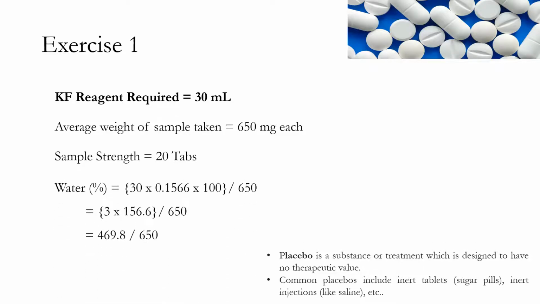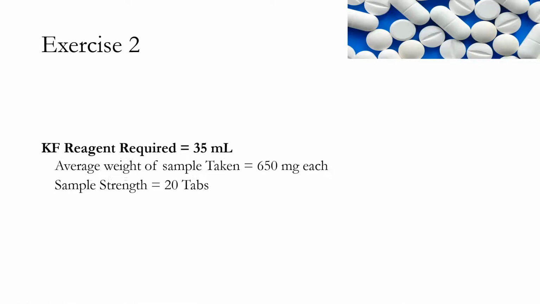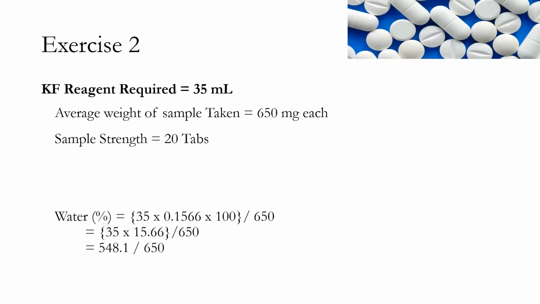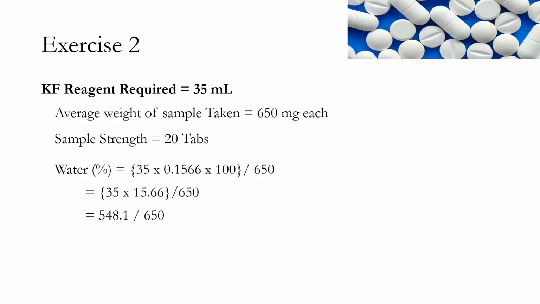Using the above formula, we are going to calculate the water content percentage. Here 30 ml KF reagent into F, which is 0.1566, into 100, divided by the weight of the sample, that is 650. So the percentage will be 0.72. In the same way, for the second tablet taken from the 20 tablets, we now require 35 ml of KF reagent. Then again we calculate by using the same formula. Here you can see 0.84% water content.